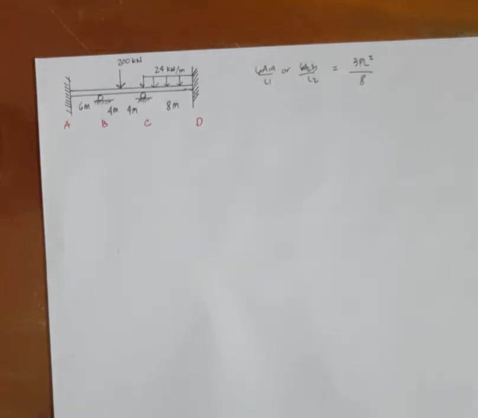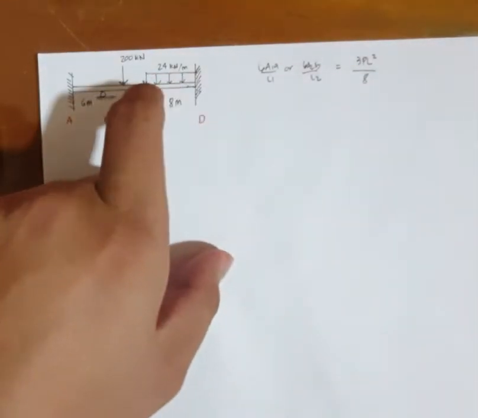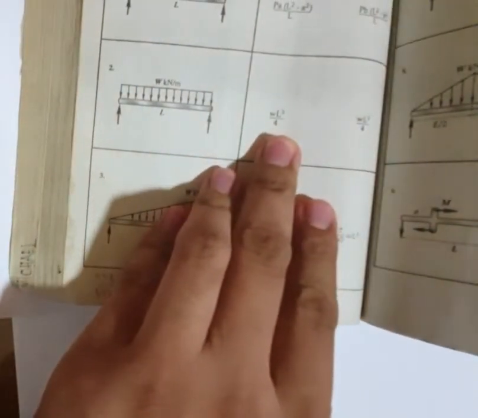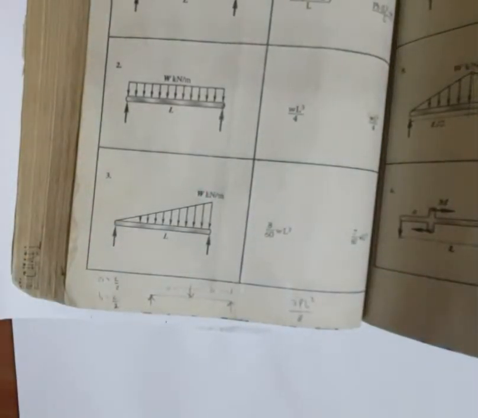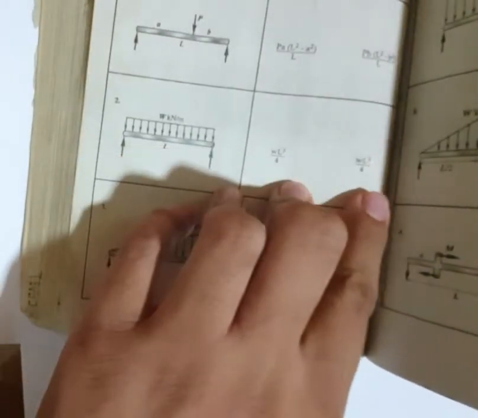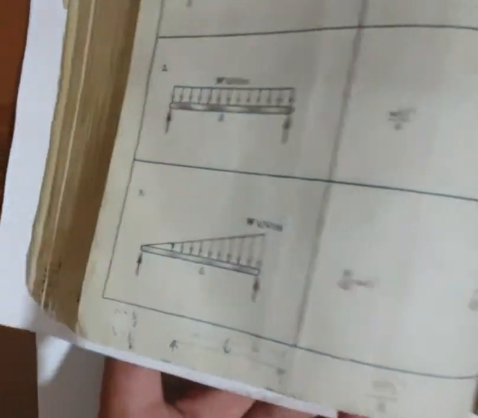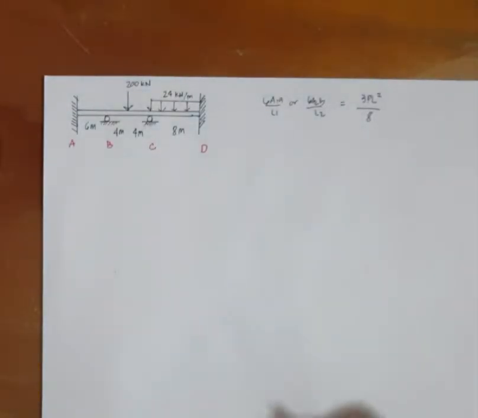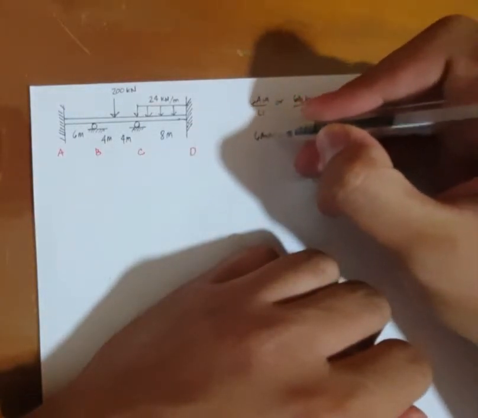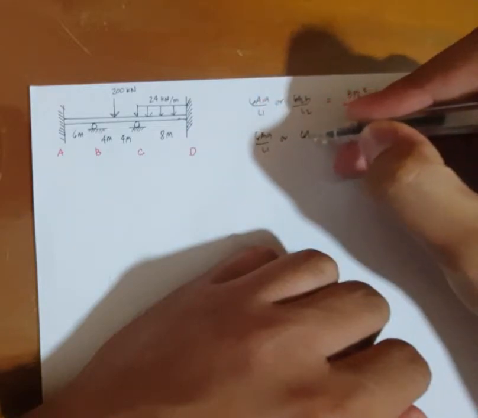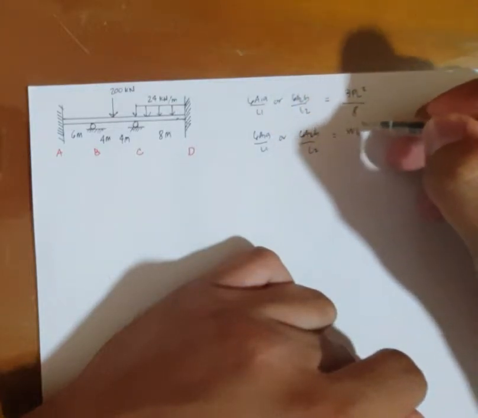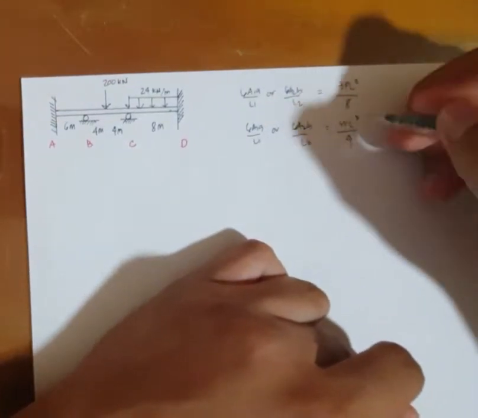And then, for a uniformly distributed load all throughout the span, we have WL cube over 4, for both 6A1A over L and 6A2B over L. WL cube over 4. You can just memorize that too. 6A1A over L1 or 6A2B over L2, for this type of loading, we have WL cube over 4. That is how you should go about it.